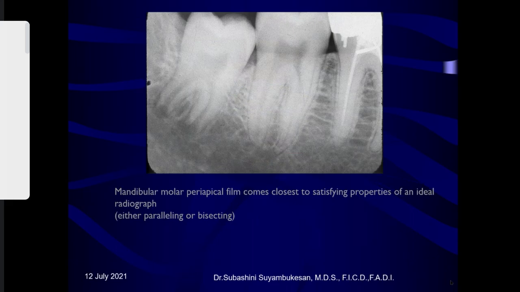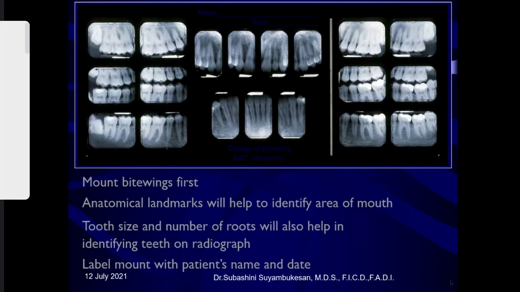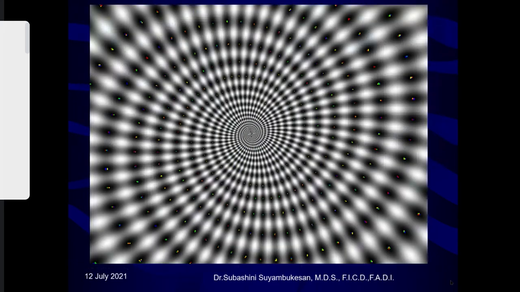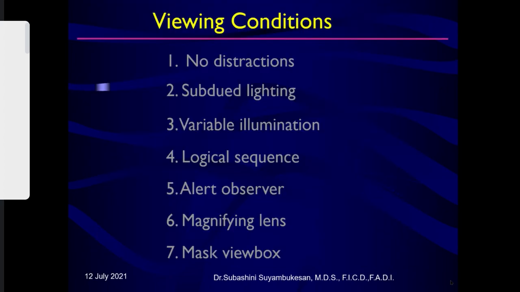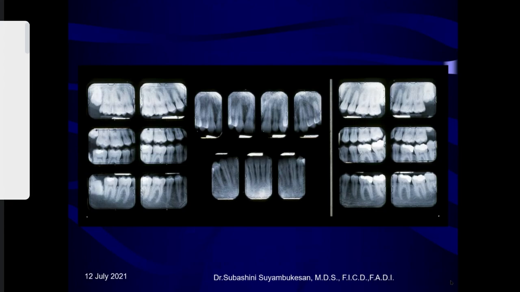So this is a third molar IOPA, full mouth IOPA. What happens is our eyes will tend to be fatigued, or our eyes will interpret something wrongly if you keep on looking into it. Clear? The same goes for these illusion images, which are the same images, but when we look into them, it seems as if they move or rotate. That's why we need to have all these viewing conditions when you view a radiograph, and you have to mask it.